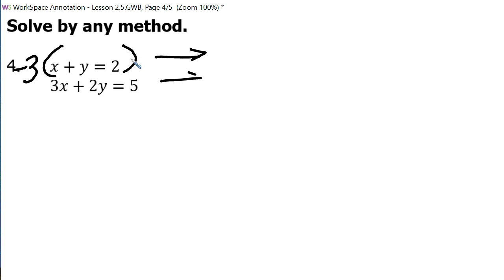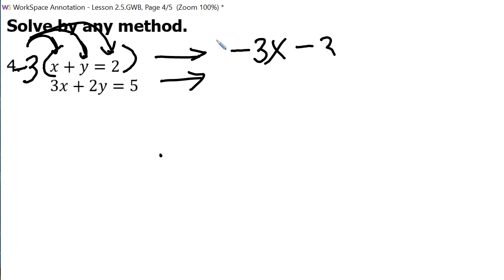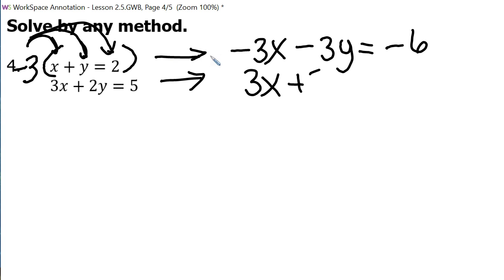Okay, let's look at number 4. Make sure all 3 of these were multiplied by negative 3, so negative 3 times x is negative 3x. Negative 3 times y is negative 3y. And negative 3 times 2, negative 6. Bottom equation stays the same, 3x plus 2y equals 5.